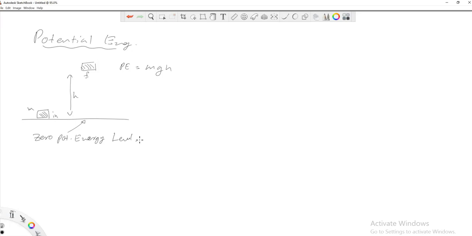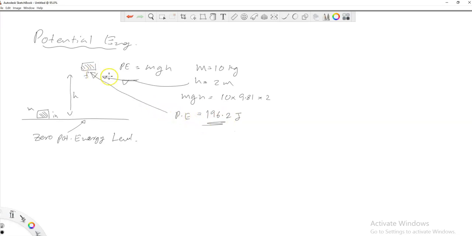Okay, so as I said, a simple math problem one more time. If this has a mass of 10 kg and you raise it to a height of 2 meters, how much potential energy does it gain at this height? mgh, which is 10 times 9.81 times 2, so what, 220 times, something like 198. Let's see what the actual number is. 196.2 joules.